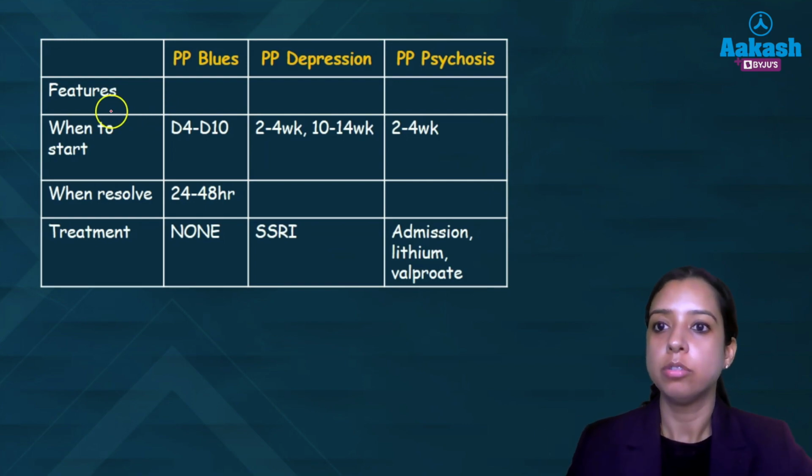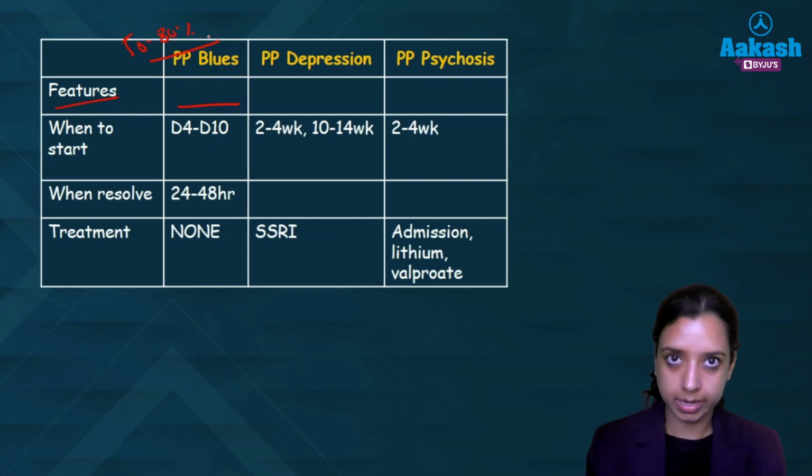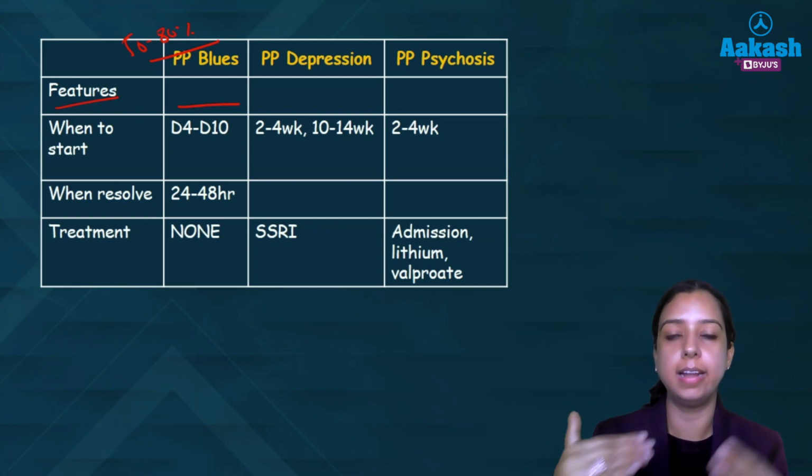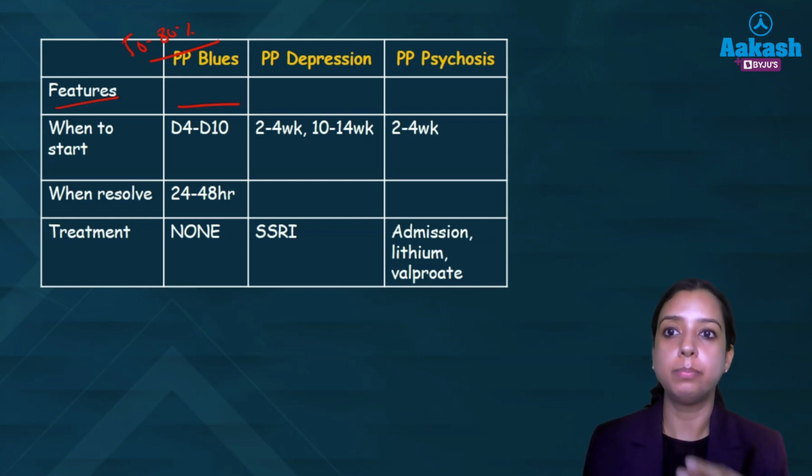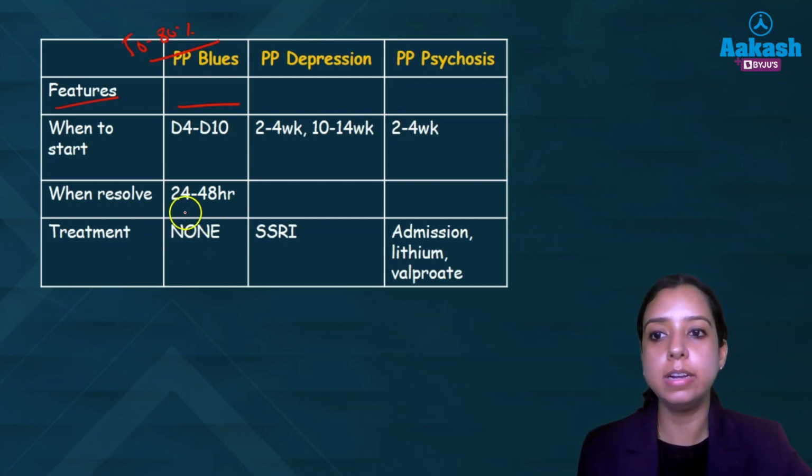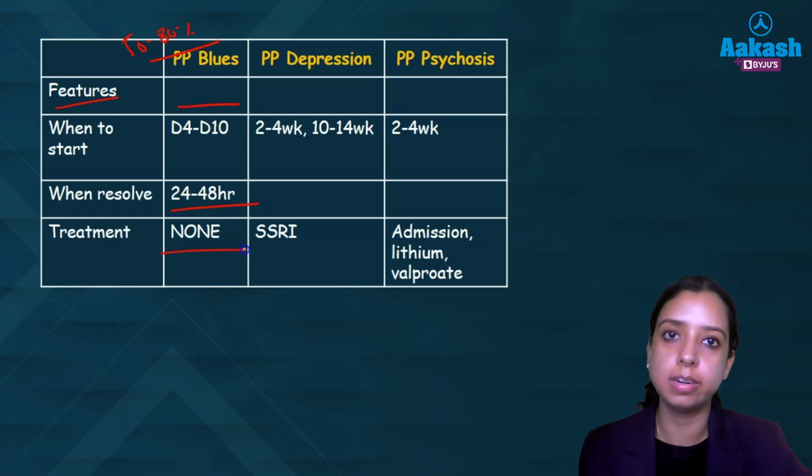Very easy. So features. Postpartum blues is very common. It can occur in 50 to 80% of women, and she will be fatigued and she will be sad and she will be very tearful. Okay, but it is not persistent sadness. She will be at times sad and at times tearful. That is postpartum blues due to the stress and anxiety, and it resolves within 24 to 48 hours without treatment.